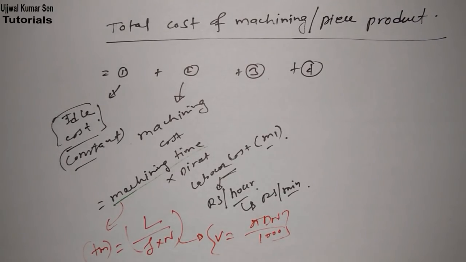So if you know how to find the total cost of machining, then automatically you will come to know a lot of formulas, a lot of relations, which really play an important role and are really going to help you solve numerical problems, right?